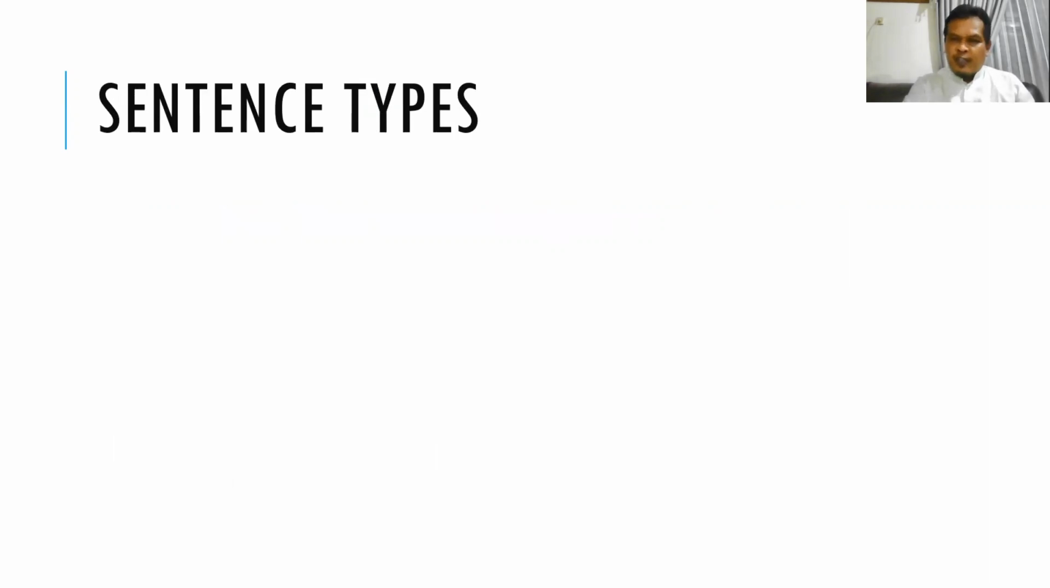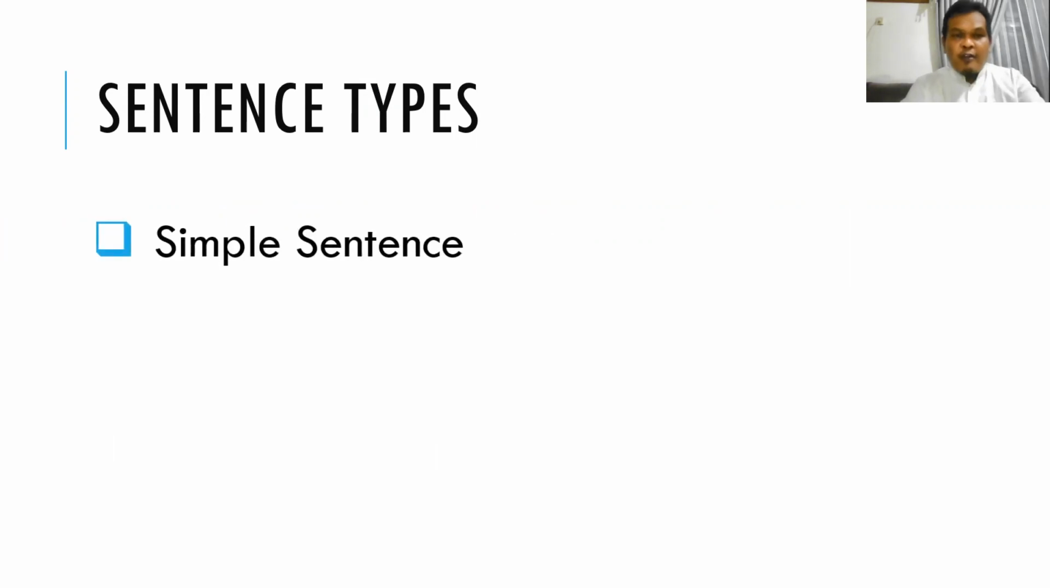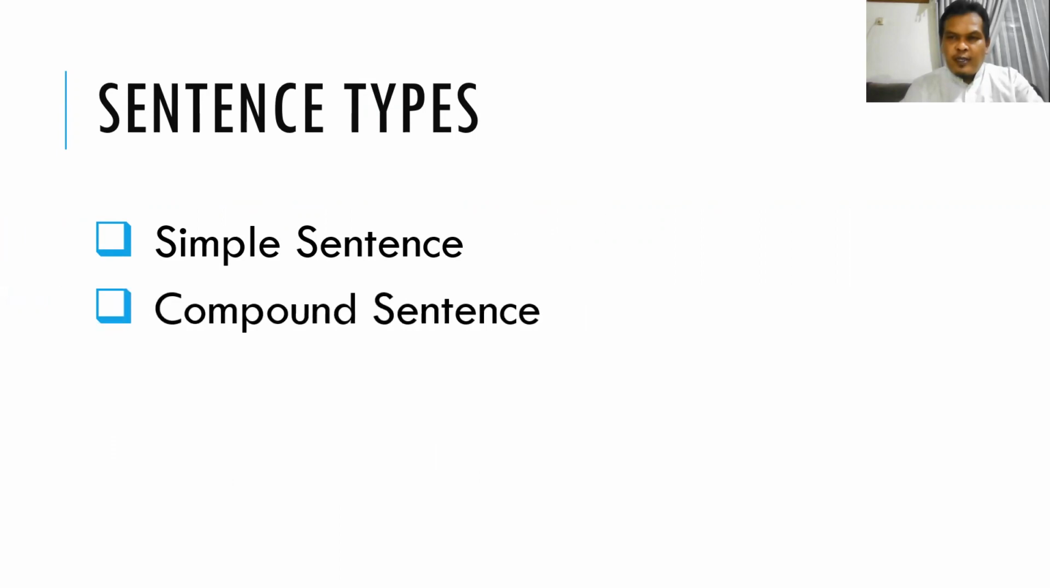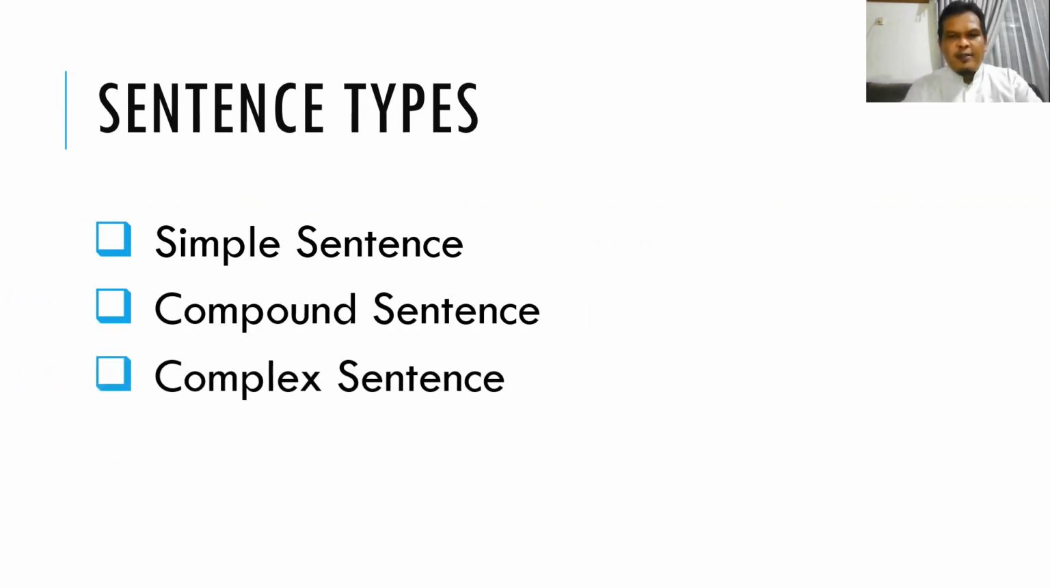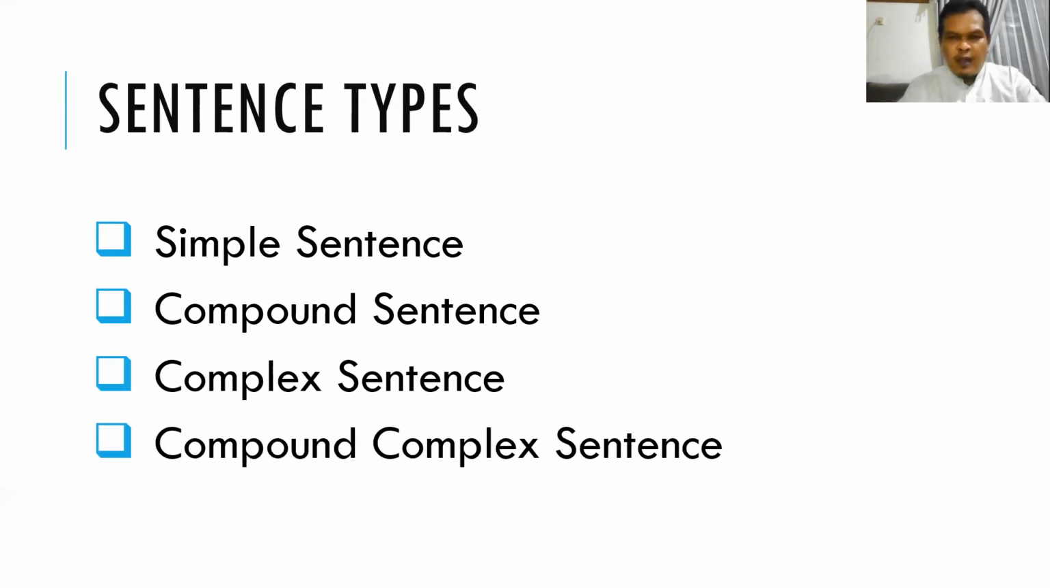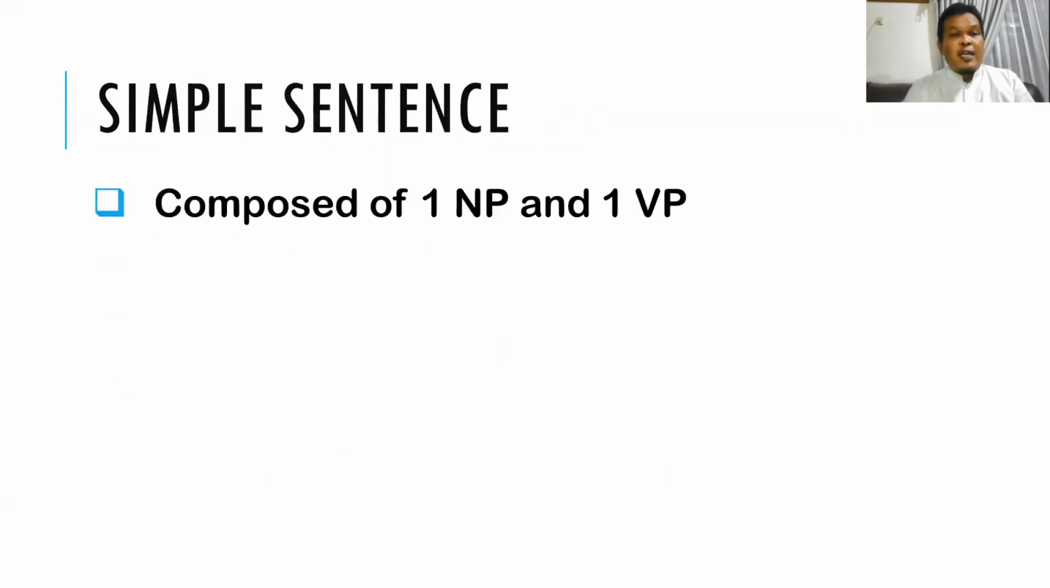Now let's talk about sentence types. There are 4 types of sentences. The first one is simple sentence. The second one is compound sentence. The third one is complex sentence. And the last one is compound complex sentence. Now, let's talk about these types of sentences one by one. First, let's take a look at a simple sentence. The term simple, so the structure is also simple.